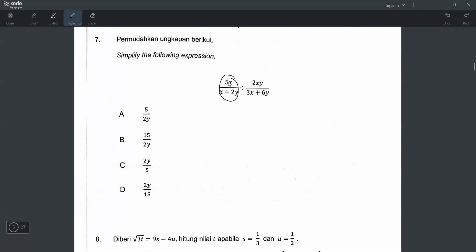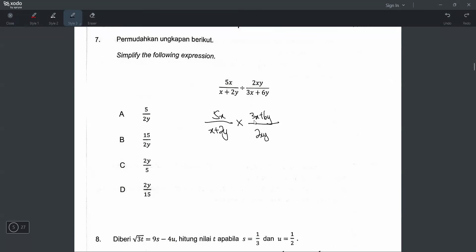Alright. So if we look at this fraction here, we can't factorize it. 5x, there's nothing you can do about that. x plus 2y also, nothing you can do. This divide you can actually change to times, and when you change to times, this whole thing flips upside down. So 3x plus 6y becomes the top, 2xy becomes the bottom.